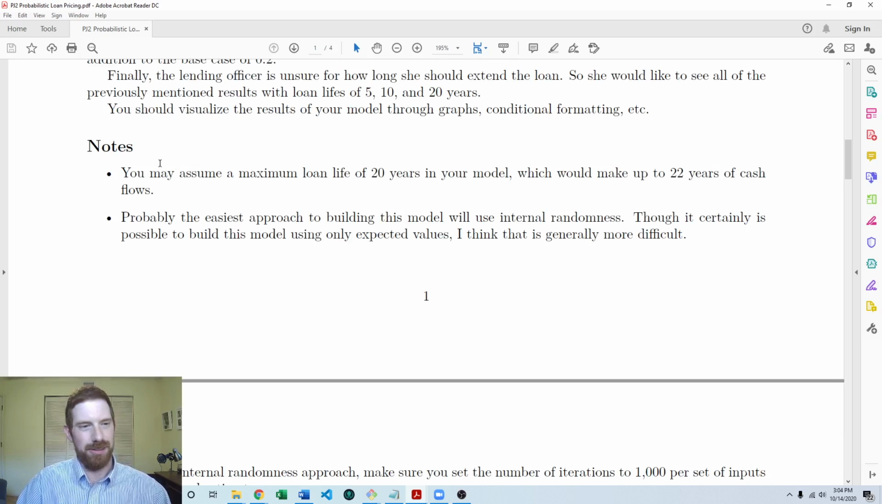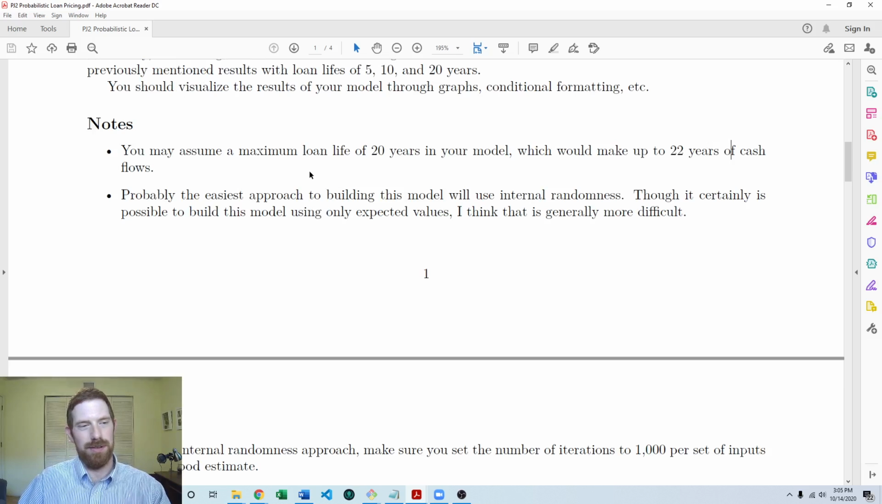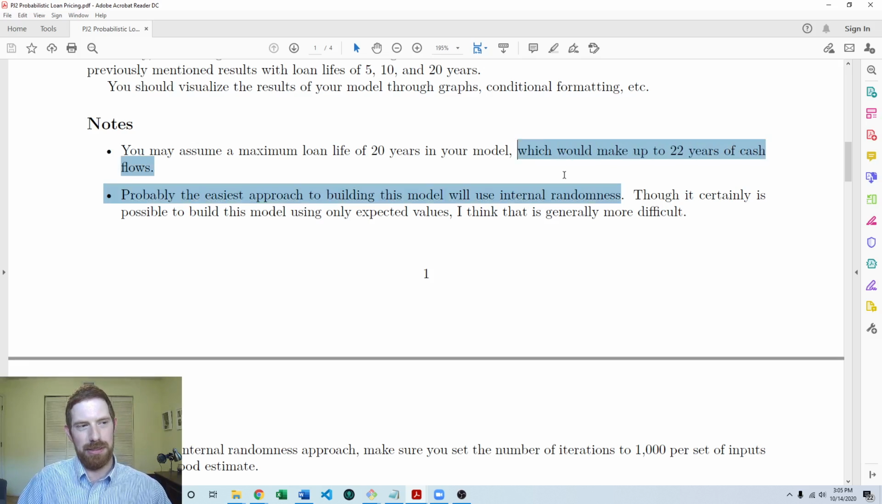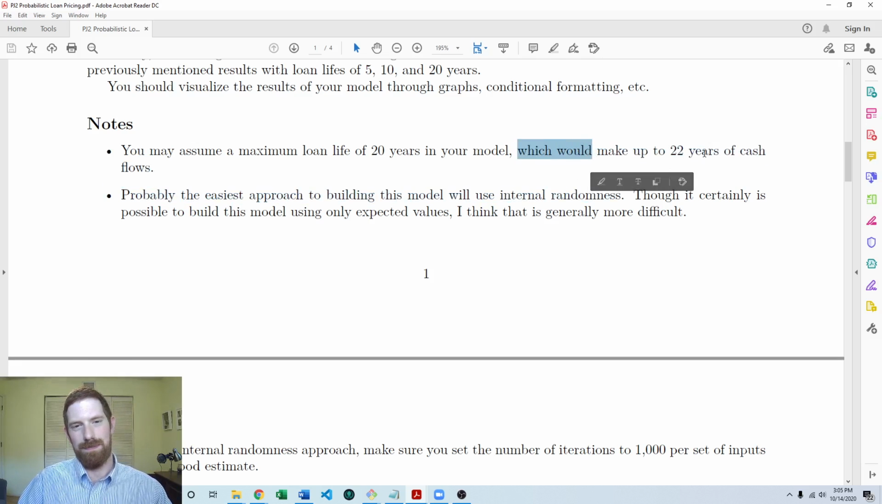So a few notes and assumptions we can add into this to make things easier. First is that you can assume there's only going to be 20 years of loan life. That's the maximum loan life. If your model can handle more, that's great, but I'm not going to test anything longer than 20 years in your model. But keep in mind that that could be up to 22 years of cash flows if the borrower defaults in that final year.